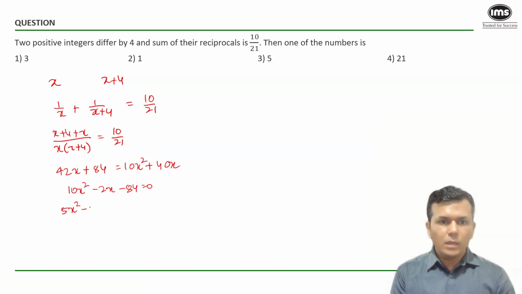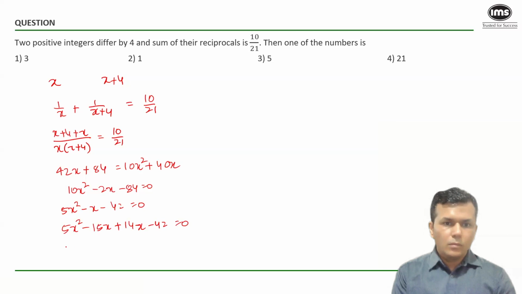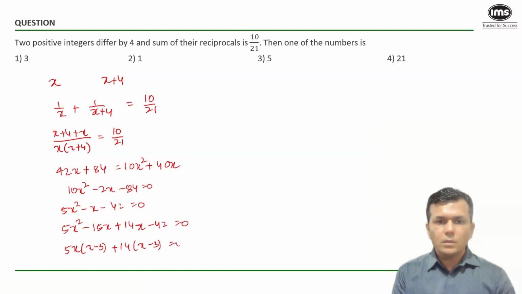5x squared minus x minus 42 equal to 0. So this is 42 into 5, that's 210. And that's nothing but 14 into 15. So we have 5x squared minus 15x plus 14x minus 42 equals 0. 5x common, x minus 3. 14 common, x minus 3. This is equal to 0.